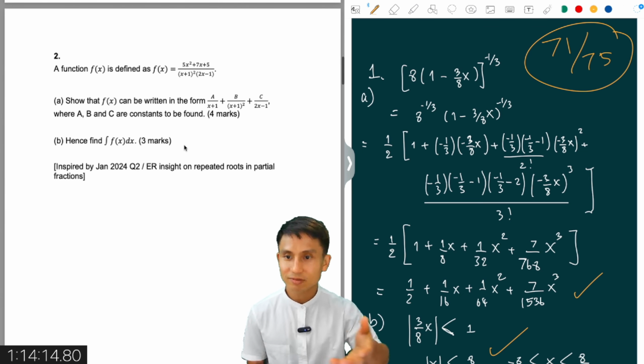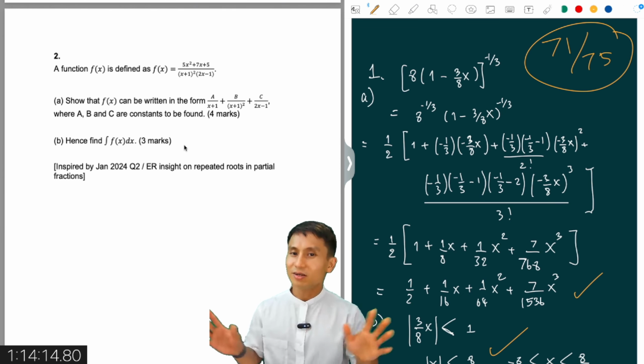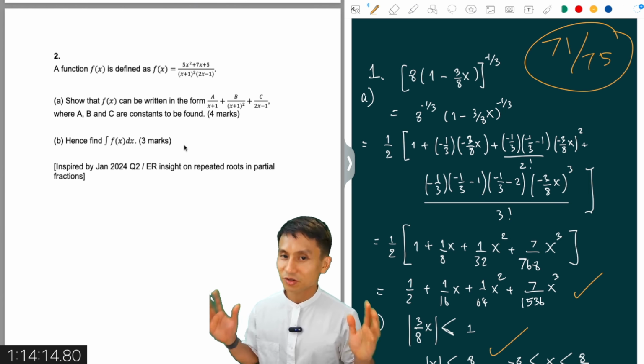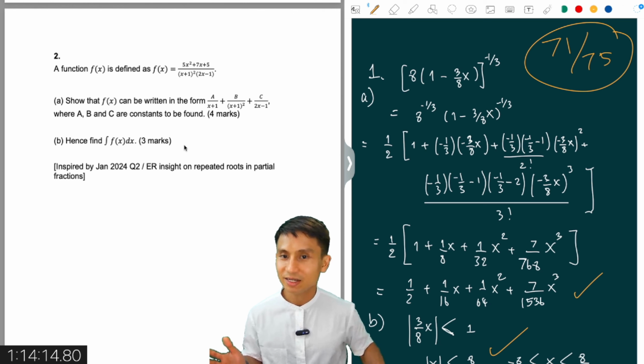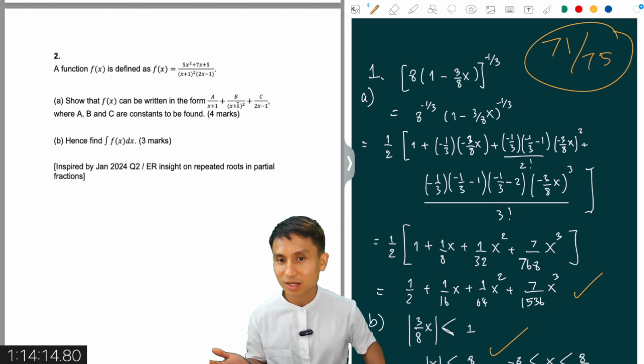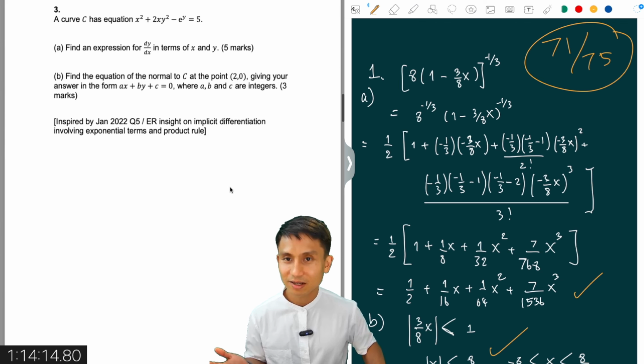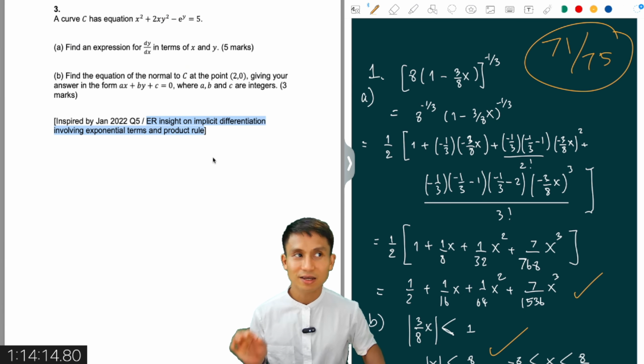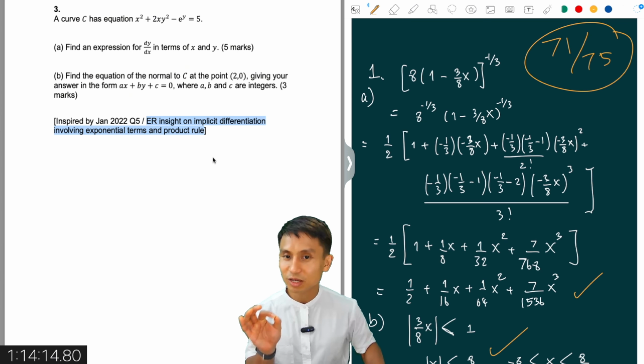Number 2, this one is not a too easy partial fraction, so you gotta be careful in finding A, B, and C. Integration is fine for this one. Don't make a mistake integrating each term there. This one, implicit, yeah, typical, but be careful when you do product rule here, because the examiner reports emphasize that students make mistakes on the product rule, so be careful with that.